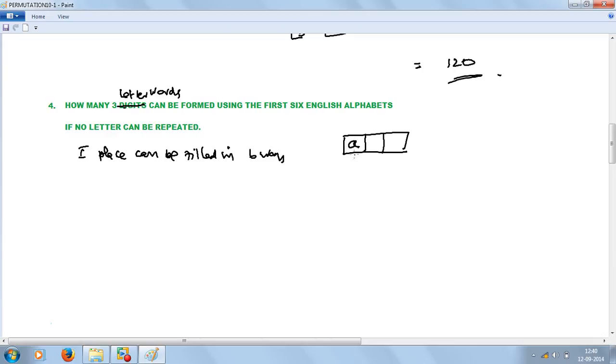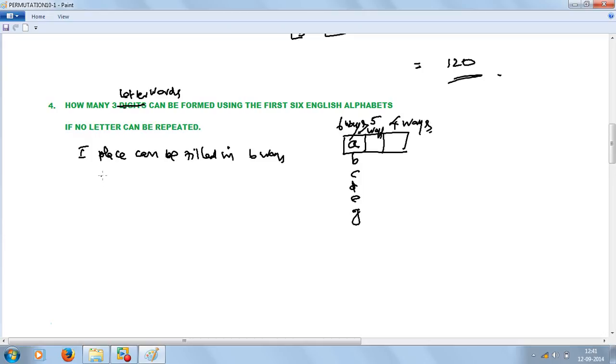Let us take this as the first place, very easy to write. You can fill it this way, we will work out: A, B, C, D, E, F. The first place you can write in six different ways. What about the next one? You have used A already, so this place you cannot fill up with A. Next one we can fill up with five ways, since these two letters we have used. Third one, we can write only in four ways.